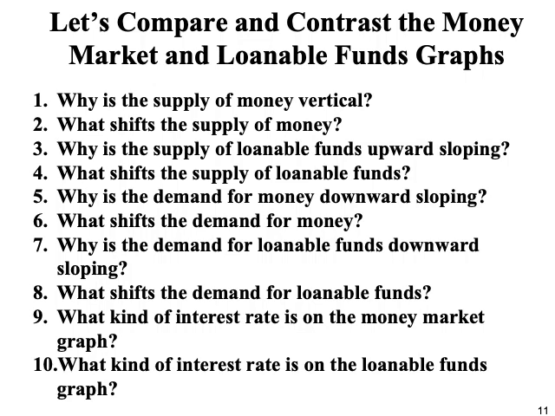Number seven, the demand for loanable funds is downward sloping because borrowers want to take out more loans when the interest rate is low, whereas they want to take out fewer loans when the interest rate is high because they're the ones who are paying the interest rate.